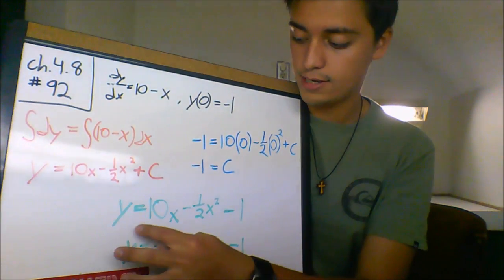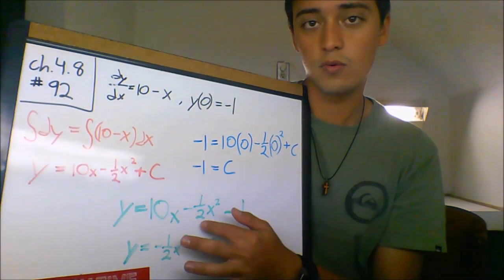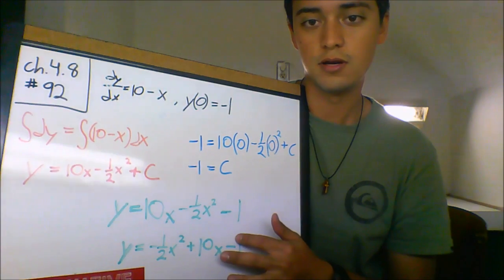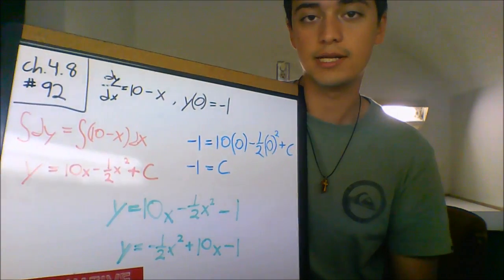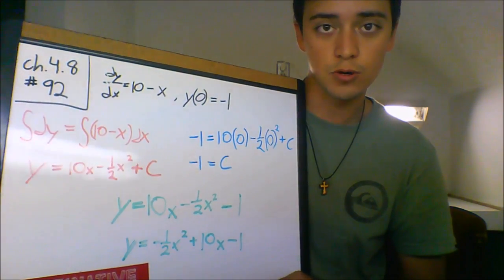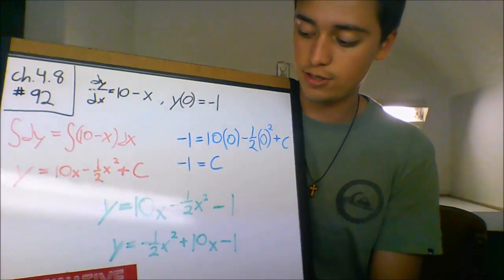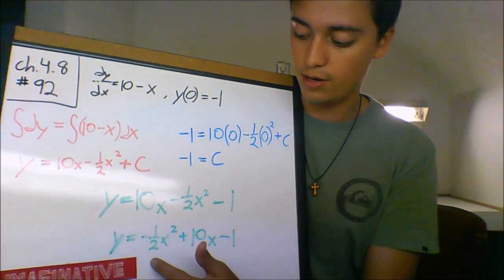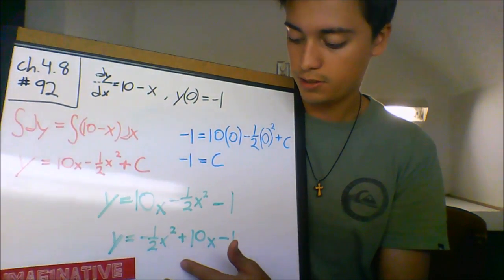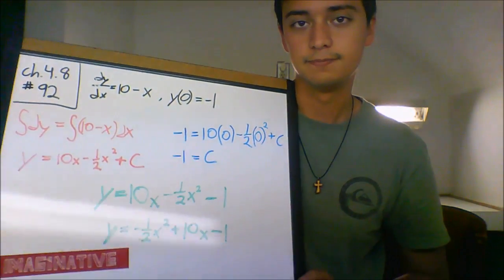So we have y is equal to 10x minus 1/2 x squared minus 1. And just to reorganize it and make it look a little bit better with the exponents in order, the final answer is y is equal to -1/2 x squared plus 10x minus 1. And that is number 92 from chapter 4.8, antiderivatives.